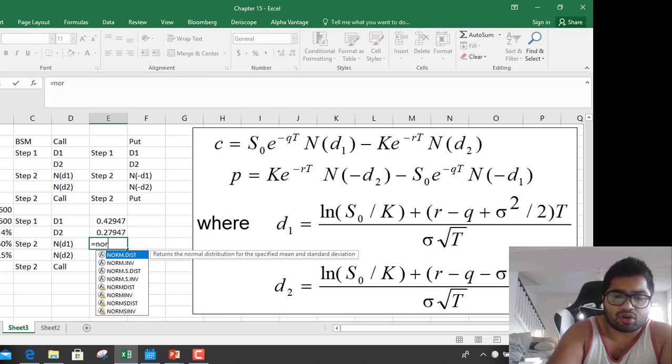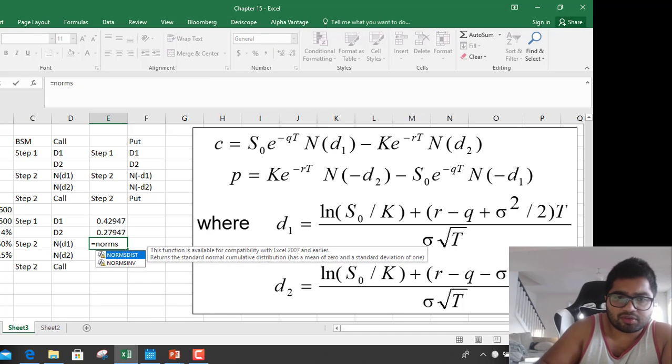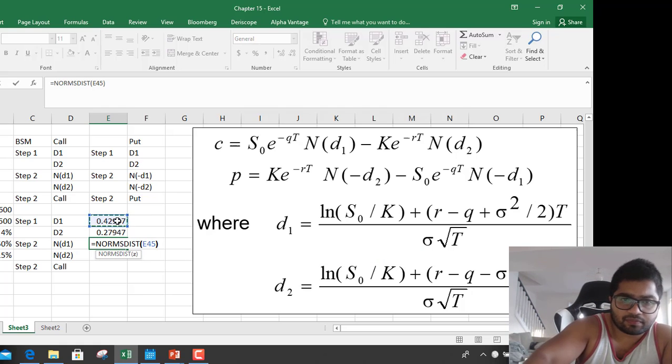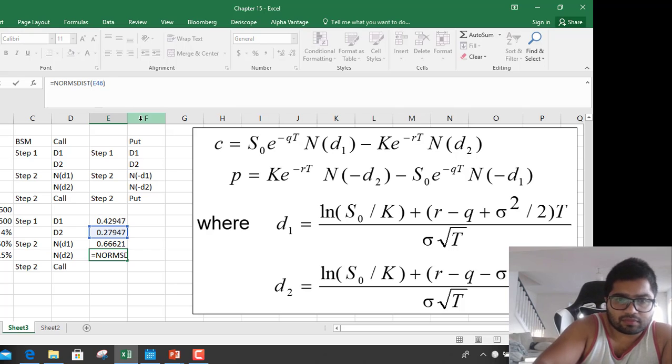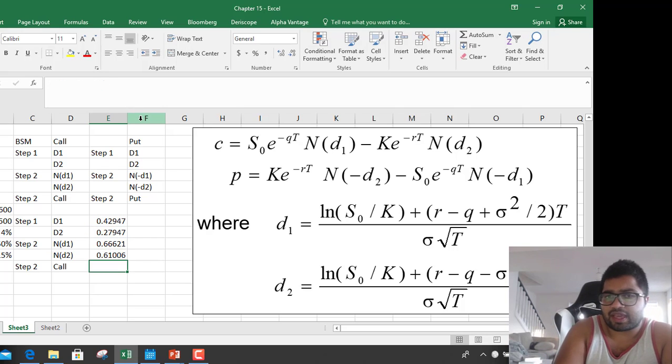So we have to calculate normal distribution of D1 and normal distribution of D2. Okay, so we have all we need to use in this function. So we'll use this function to calculate call price.